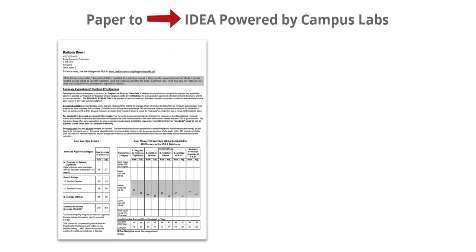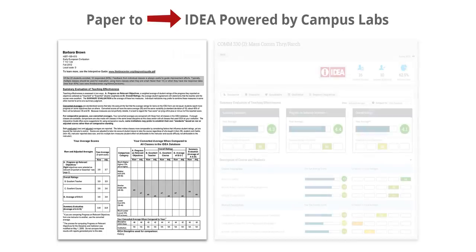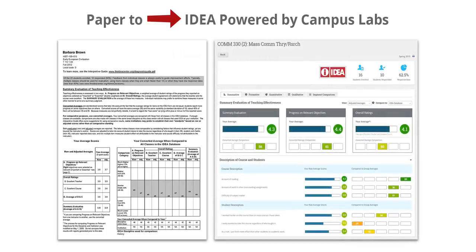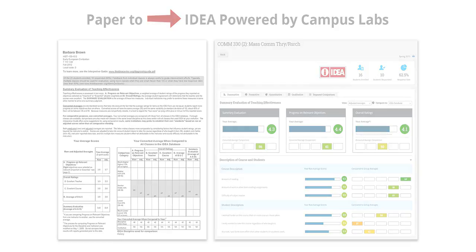If you've been using the paper version of the Student Ratings of Instruction instrument from IDEA, and you're moving to the new Campus Labs platform and just need to know where to find things in the new platform, then this video is for you. In just a few minutes, I'll walk you through a comparison between the two.